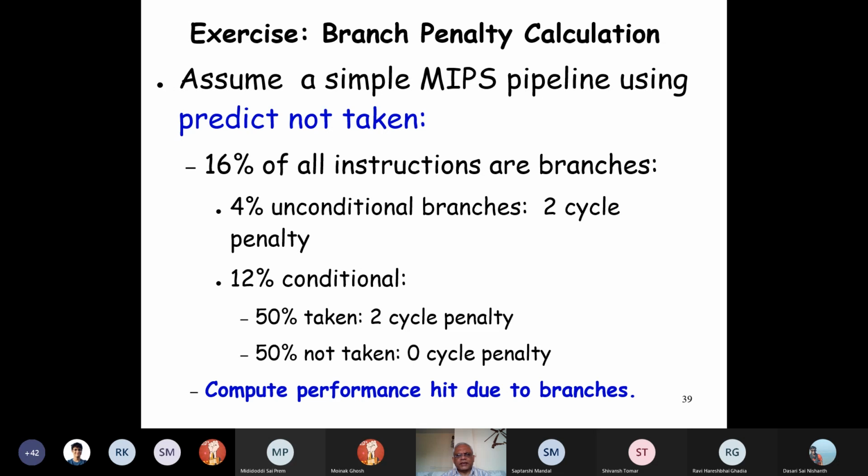So can you quickly compute how much the performance is affected by the control hazard on this pipeline? We are using a simple predict not taken approach, where we don't need much hardware except for flushing the pipeline when there is a prediction mistake.